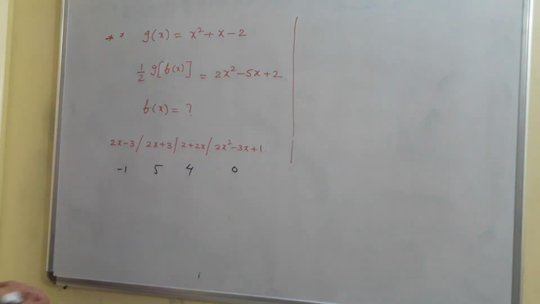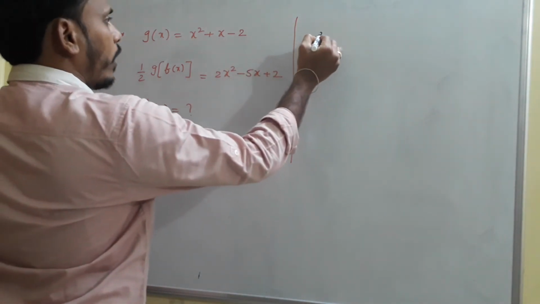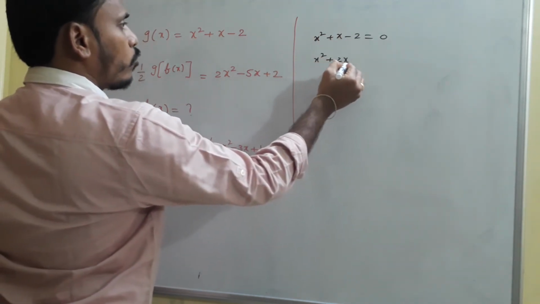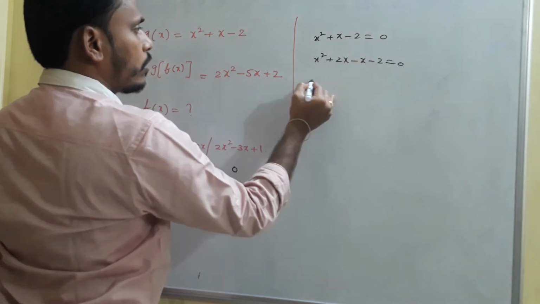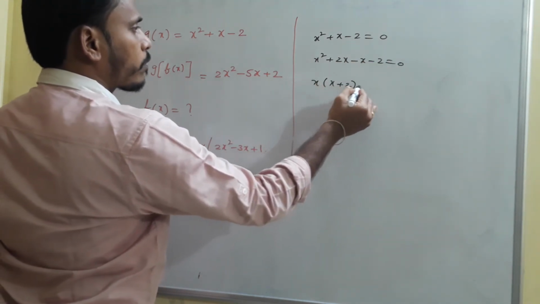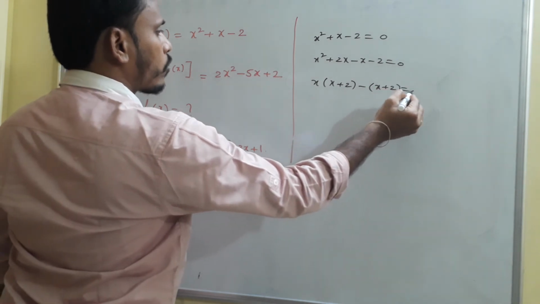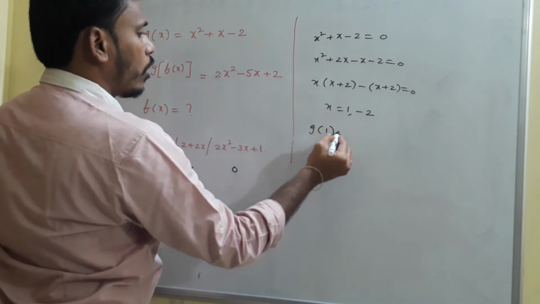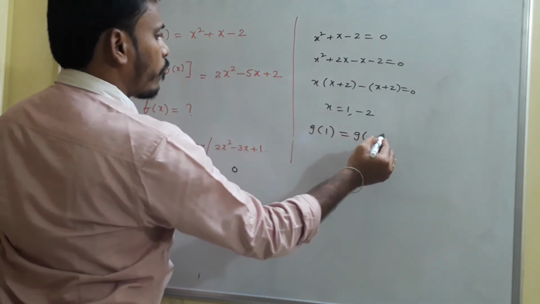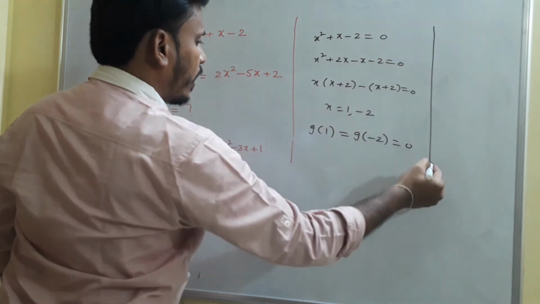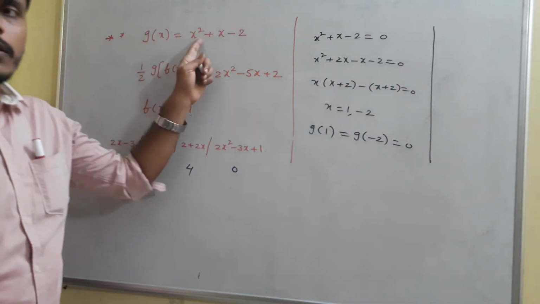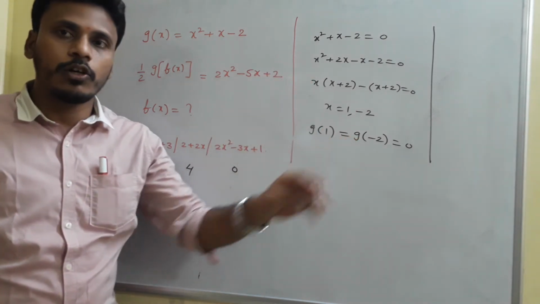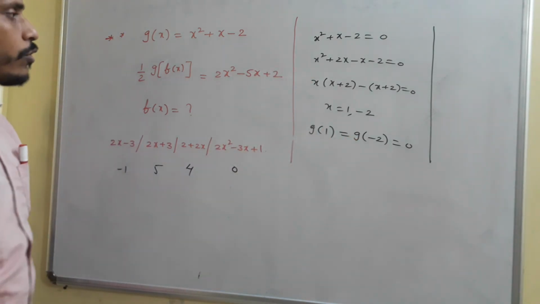G of x, whenever it is 0, x square plus x minus 2, when you factorize it, x square plus 2x minus x minus 2 is equals to 0. x into (x plus 2) minus 1 into (x plus 2) is equals to 0. So x is equals to 1 or minus 2. So g of 1 is equals to g of minus 2 is equals to 0. This is one identification. Since g of x is x square plus x minus 2, when you factorize it, one identification is g of 1 is equals to g of minus 2 is equals to 0.